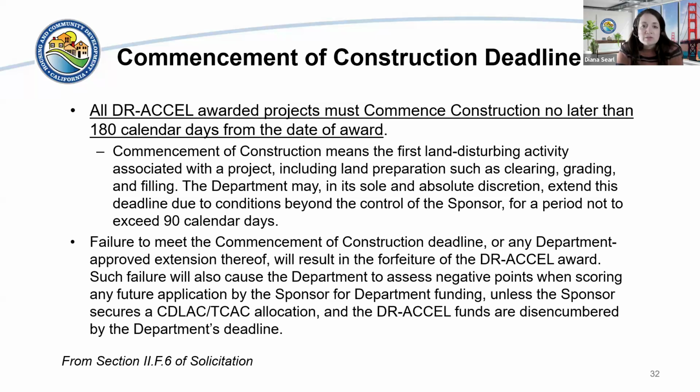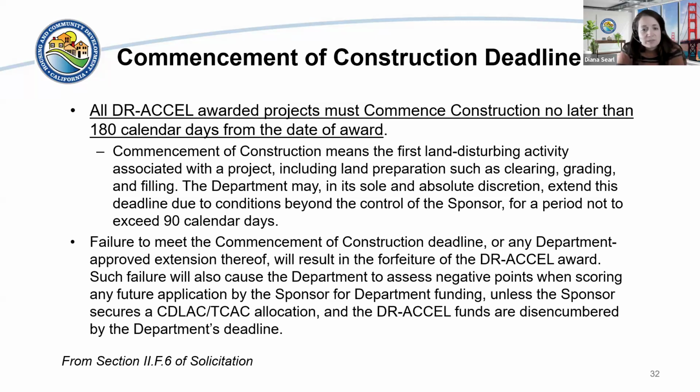Moving over to the commencement of construction deadline for this program. All DRSL awarded projects must commence construction no later than 180 calendar days from the date of award. Commencement of construction means the first land disturbing activity associated with the project, including land preparation such as clearing, grading, and filling. The department may, in its sole and absolute discretion, extend this deadline due to conditions beyond the control of the sponsor for a period not to exceed 90 calendar days.